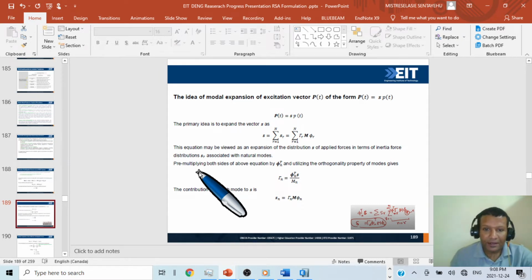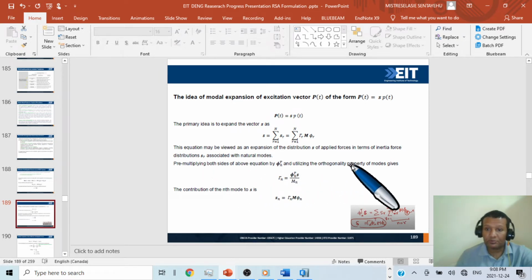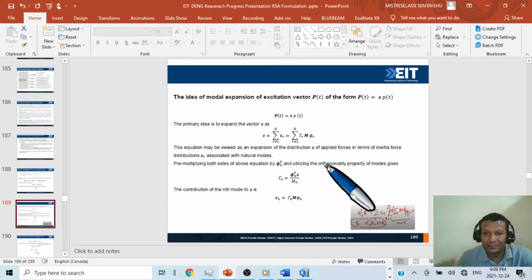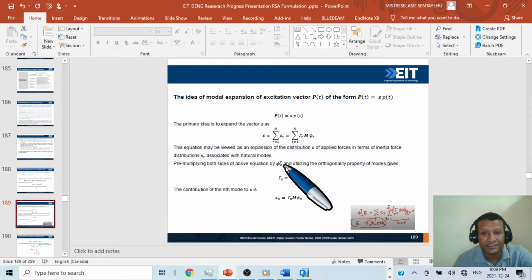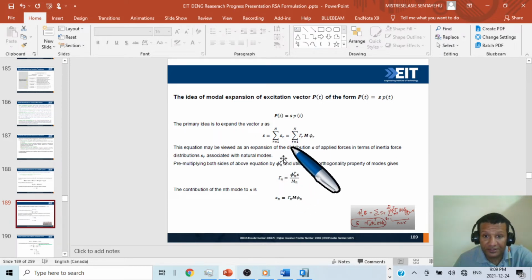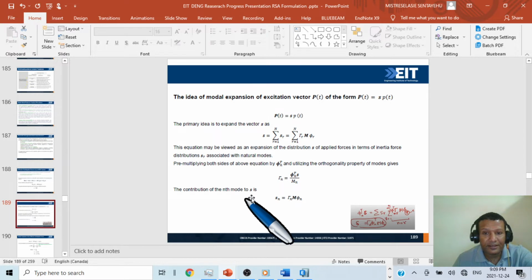Multiplying both sides of the above equation with the orthogonality property, I explained what the orthogonality property is: the off-diagonal parts will be 0 and only the diagonal parts will be modal masses and stiffness, everything we discussed in the second video. I recommend you to check that. So when we multiply this with phi transpose, at the end of the day, we will find this formula: Rn is equal to phi n transpose S over Mn.